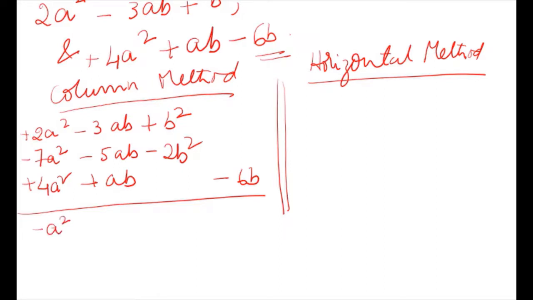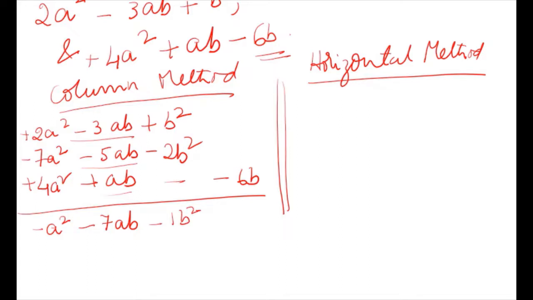Then minus 3ab and minus 5ab is minus 8ab. Minus 8ab plus ab is minus 7ab. Then plus b square and minus 2b square is minus 1b square.